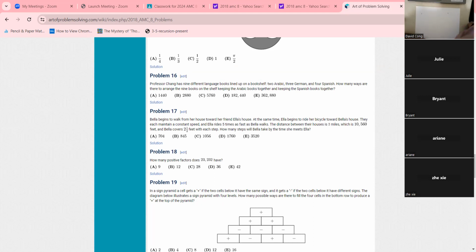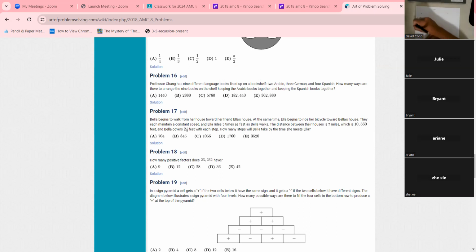Bella covers 2.5 feet with each step. How many steps will Bella take by the time she meets Ella? So what do we know? We know their distance is this, and we know that Bella's pace is 1/5 of Ella's. So we know Ella is equal to 5 times Bella because they start at the same time. So how far Ella moves is going to be 5 times as much as how much Bella moves.